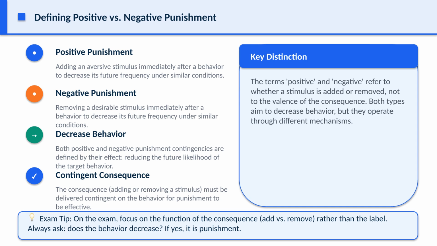Both contingencies share a critical feature. They are defined by their effect, reducing the future likelihood of the target behavior. If behavior does not decrease, punishment has not occurred. The consequence must be delivered contingent on the behavior, meaning it follows the response reliably. Remember, punishment is an operant contingency. The behavior is controlled by its consequence, not just the antecedent.